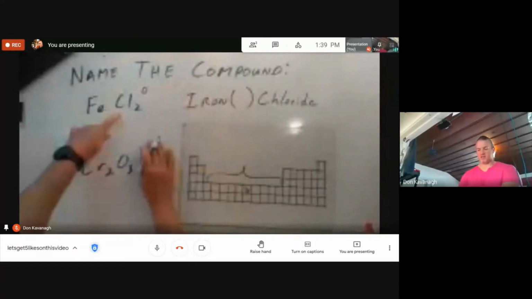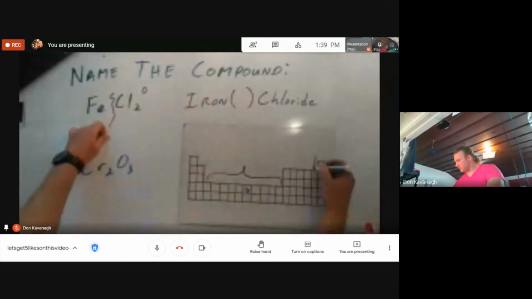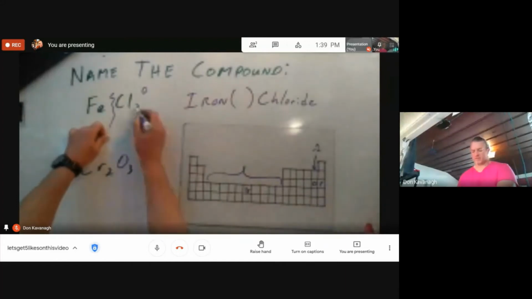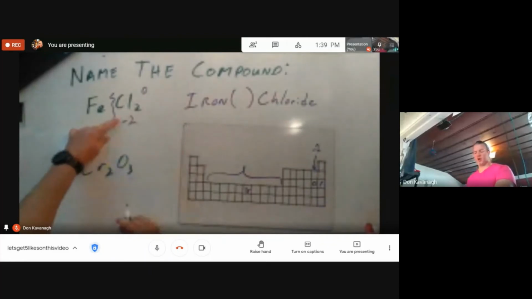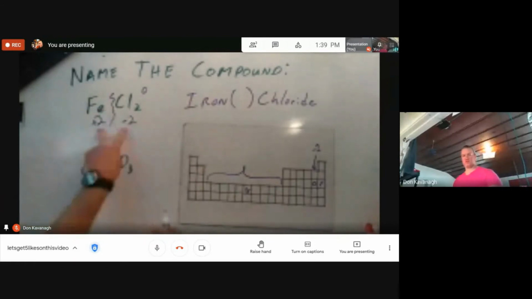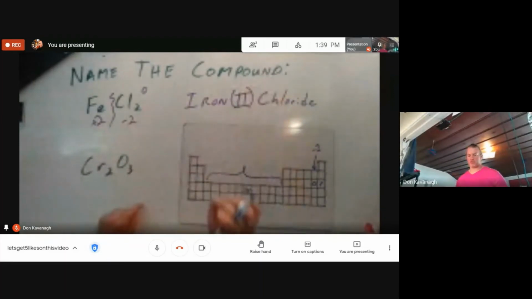So chlorine is in this column and has a -1 common charge because it'll accept 1 extra electron. And we have 2 of them, so that means we have a total -2 over here. So this must be +2 for them to cancel each other out. So we use a Roman numeral II to say that that is iron(II) chloride.